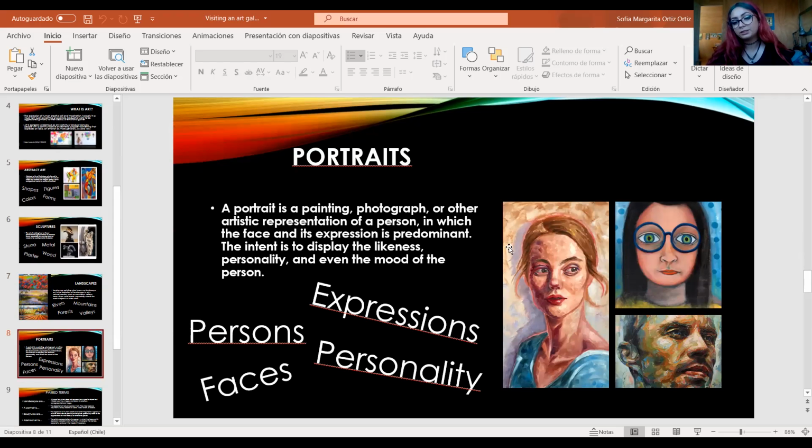So here we have in the first image a woman, maybe she's looking for someone, I don't know. Here we have another woman with big green eyes and a man, maybe a serious man. So portraits try to show expressions and personalities, right, through the face.